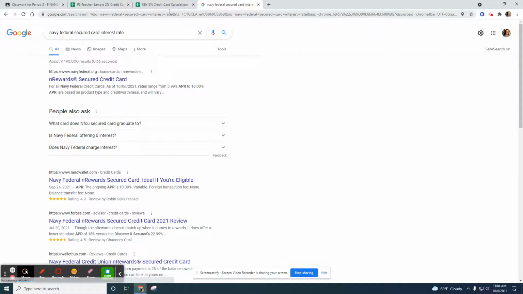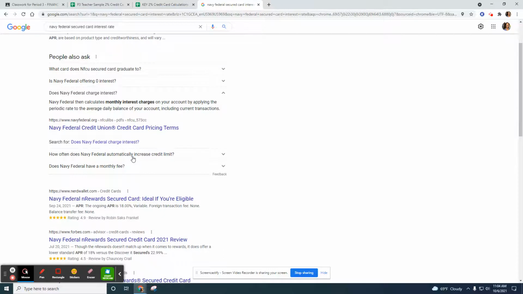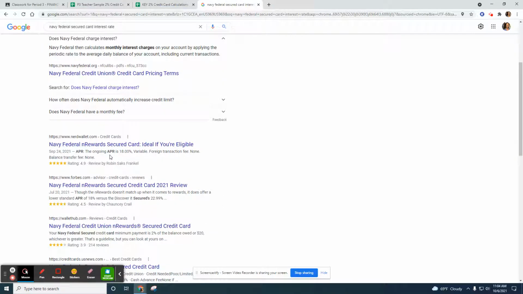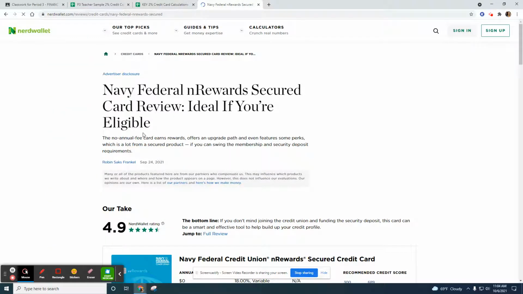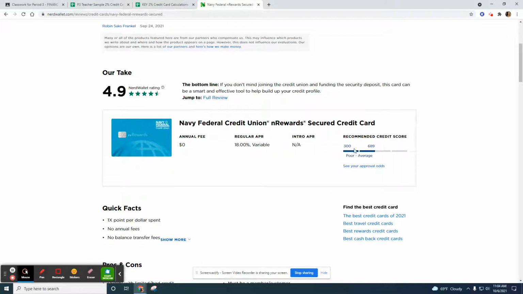So you guys look, what is the Navy Federal Secured Card interest rate? Did anybody look that up? Okay, Navy Federal Secured Card. Ideal if you're eligible, meaning this is a card that you put money down. What's the rate on the Navy Federal card? It's 18%. Did you guys actually research? Did you actually go to your bank, your credit union, and see what the card is? I don't know. But there's an 18% out there that no one's using. That's the Navy Federal Secured Card.